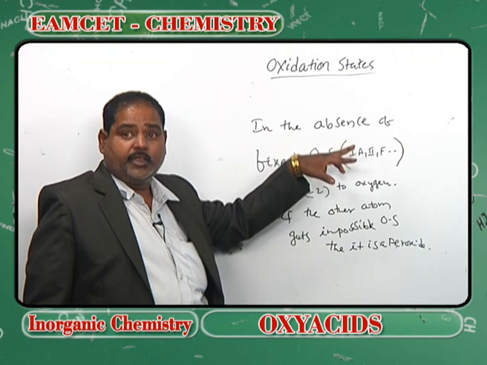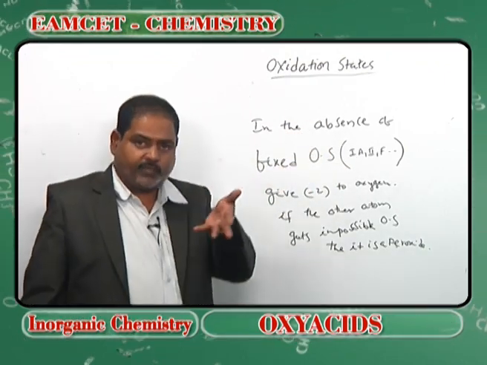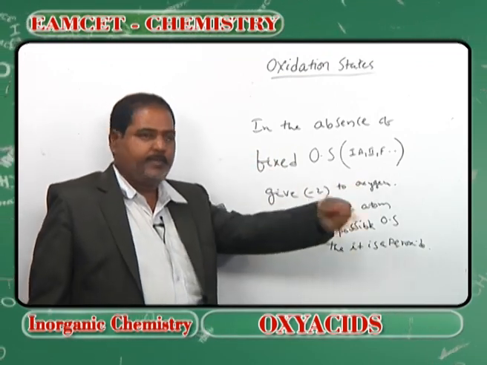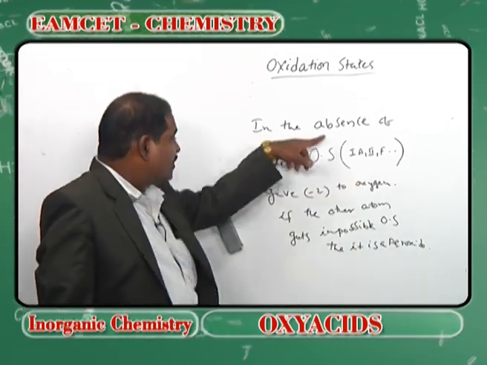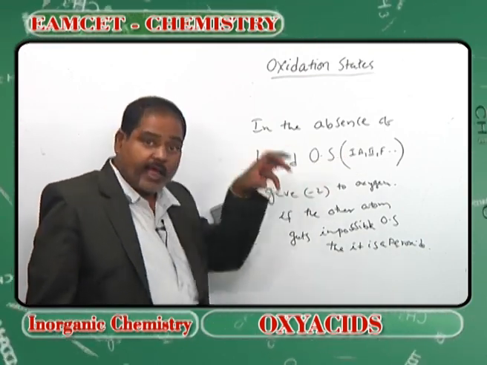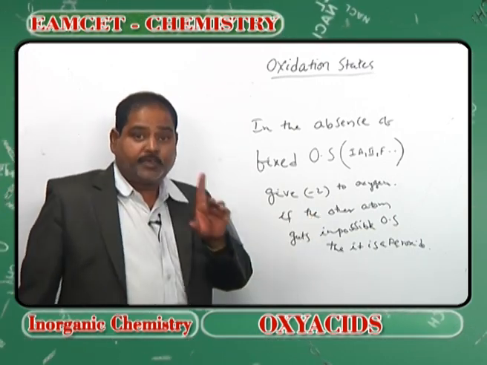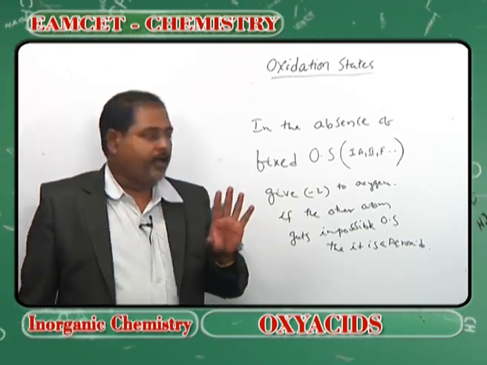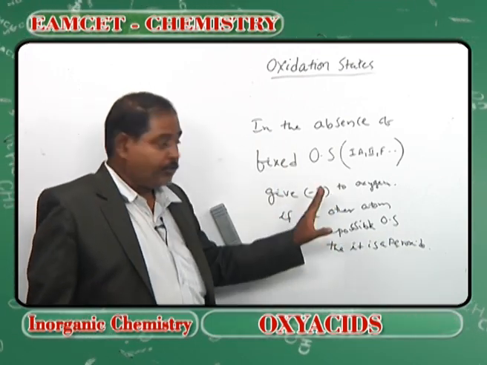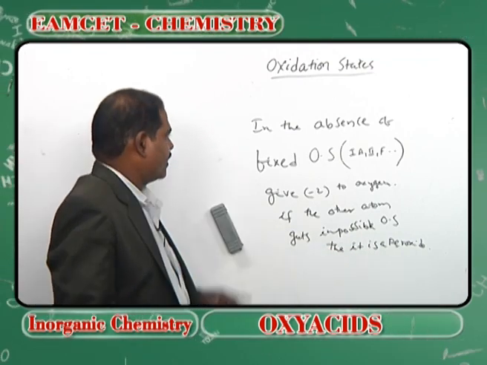Why are we talking about in the absence of fixed oxidation state? Because we know when you have fixed oxidation state, there is nothing for us to do. If you have fixed one, happy, the problem ends immediately. So, in the absence of fixed oxidation state, you try and give minus 2 to oxygen, and if the other atom objects to it, if the other atom says, I am sorry oxygen, I don't permit you to be minus 2, then it is a peroxide. Okay? Let us look at examples.